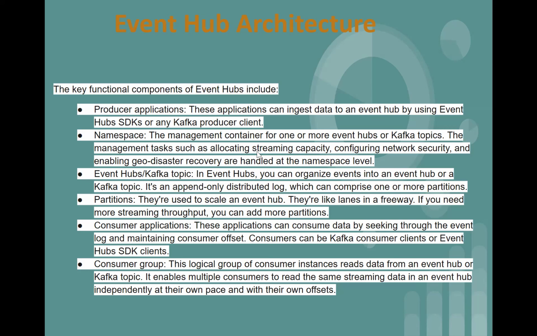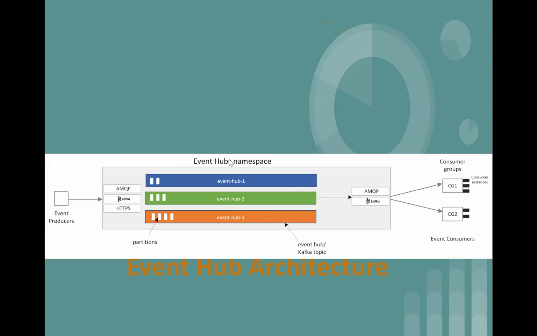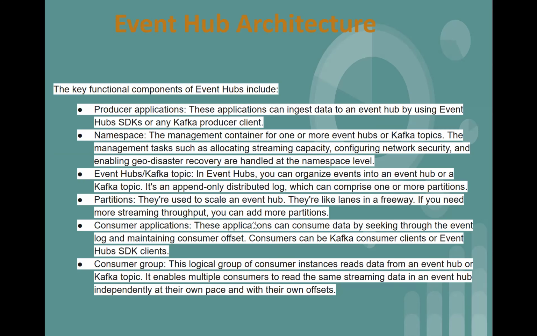Namespace is just like a container which will have one or more Event Hubs or Kafka topics. So this is basically your Event Hub namespace. Within that, you can have multiple Event Hubs or Kafka topics. An Event Hub or Kafka topic organizes events into an append-only distributed log, which can comprise one or more partitions.